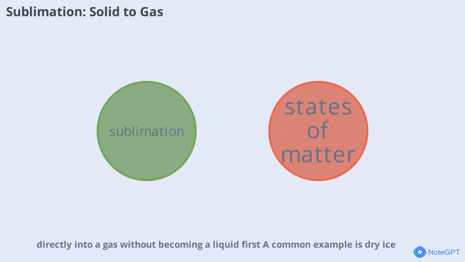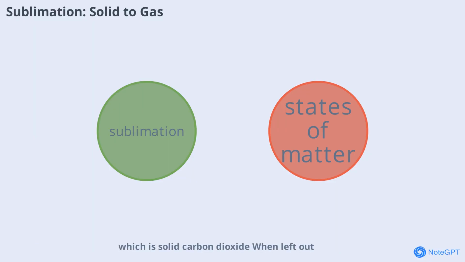Sublimation is a unique process where a solid changes directly into a gas without becoming a liquid first. A common example is dry ice, which is solid carbon dioxide. When left out, it turns straight into carbon dioxide gas. Sublimation is less common in daily life, but it's an important concept in science and is used in things like air fresheners and freeze-drying food.